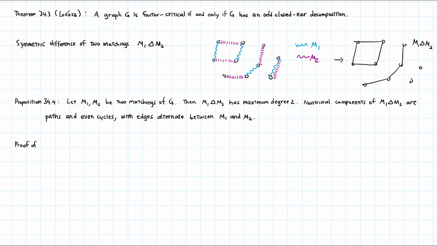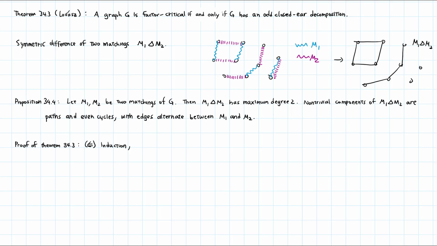We are now ready to start the proof of our theorem. We will start with the reverse direction. We assume that G has an odd closed-ear decomposition and show that G is factor critical. As we have seen many times before with ear decompositions, this would be a proof by induction, showing that each step of the way, the graph is factor critical.